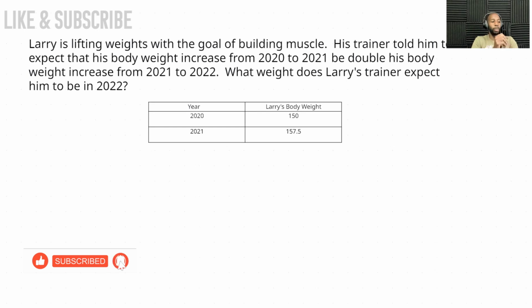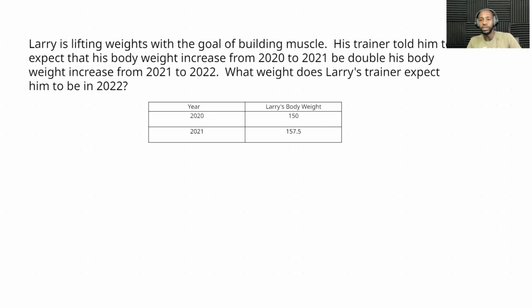This is one that I made up based on a real SAT problem, and it reads as follows. Larry is lifting weights with the goal of building muscle. His trainer told him to expect that his body weight increase from 2020 to 2021 be double his body weight increase from 2021 to 2022. What weight does Larry's trainer expect him to be in 2022?